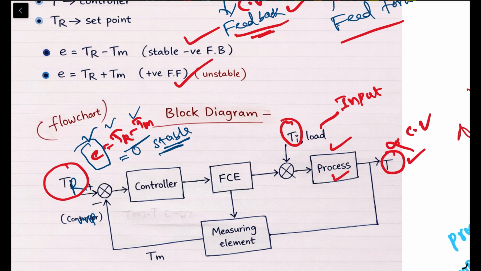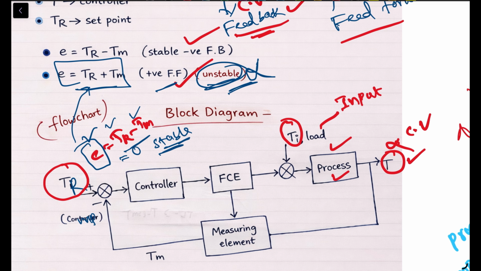In positive feedback, the error is calculated as TR plus TM. Instead of reducing the error, the system is increasing the error, causing the system to become unstable. Because of this instability, positive feedback control systems are rarely used in process industries. Therefore, in most practical applications, we prefer negative feedback control systems. That's what we discuss here in PDC, most of the time negative feedback control systems.